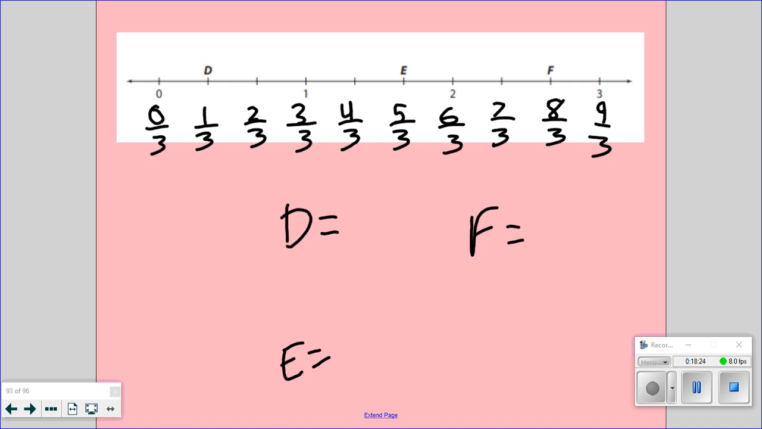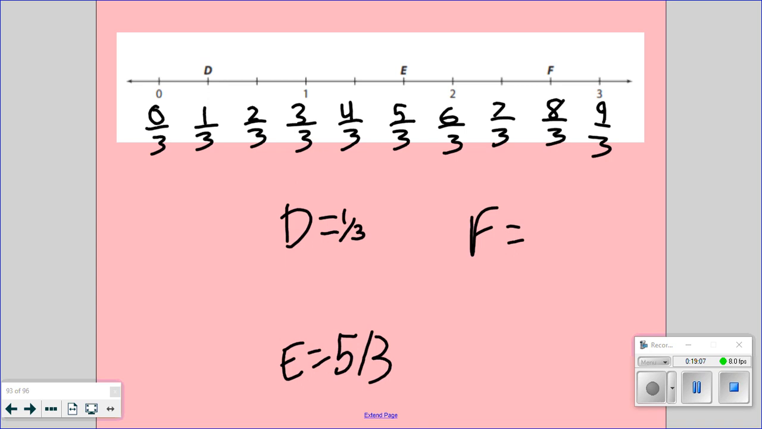Emma, give me the value of D. Emma, would you write D is worth 1/3? Is that right? Yes, Emma is right. Paxton, give me the value of E. Paxton was right? Yes. 5/3, is Paxton right? Yes.